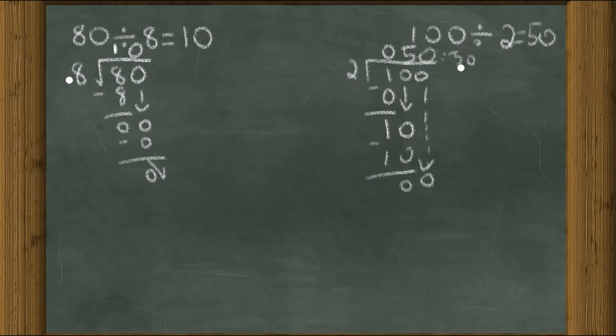And one way you can check yourself with these division questions is to rewrite this a little bit. So I know that 100 divided by 2 is equal to 50. Another way to write this, I'm going to bring this 2 over. I'm going to say 100 is equal to 2 times 50.